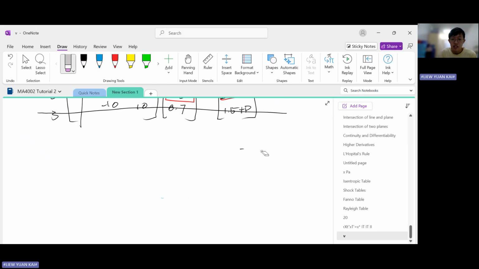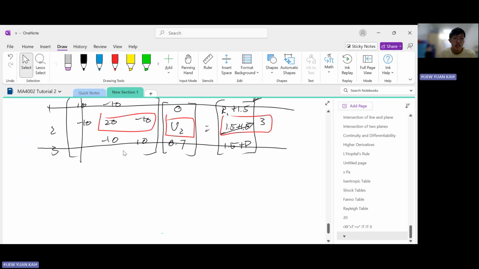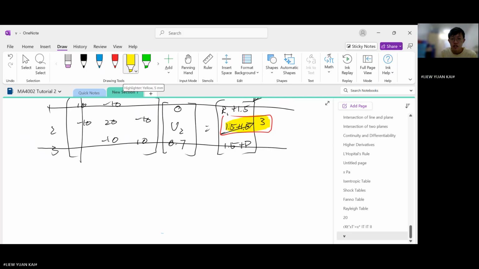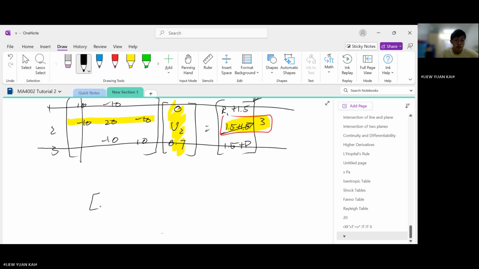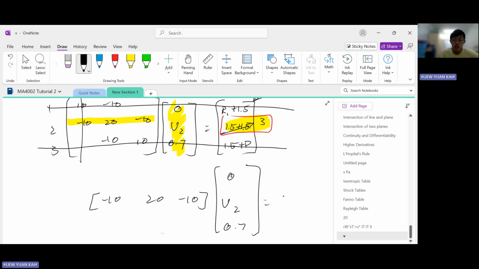So actually, the reduced equilibrium equation, how do we write it out? What you have to know is the row 2 entry here is obtained by taking row 2 dot product with this column vector. So let us write that down: minus 10, 20, minus 10, times 0, u2, 0.7 equals 3.